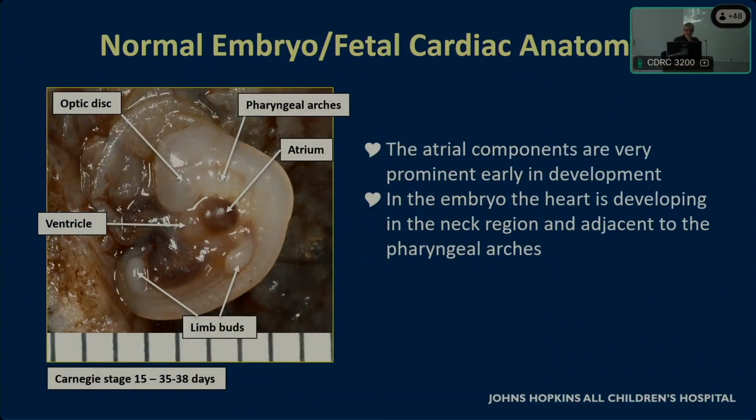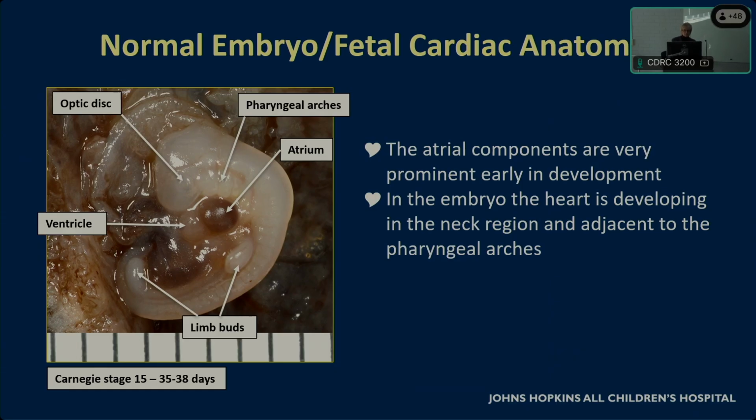So when I look at embryos all the way up through the fetal and pediatric period, you have to know what's normal and what's abnormal for each stage. And so when we look at an embryo at this stage, which is between stage 15 and 16, Carnegie stage-wise, 35 to 38 days, you can see the embryo is kind of curly.